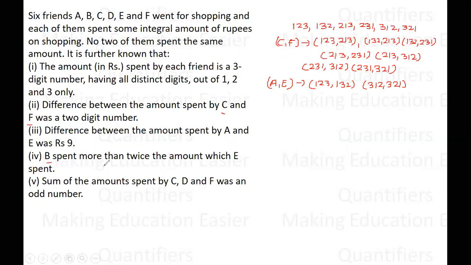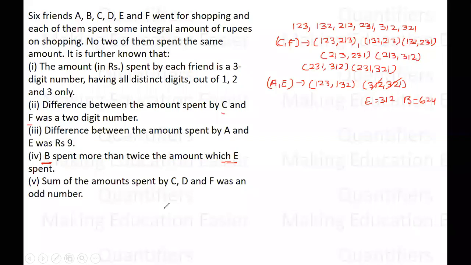Next point says B spent more than twice the amount which E spent. Now we know that E will spend 123, 132, 312 or 321. But since B is spending more than twice the amount which E spent, E cannot spend some of these amounts. Because if E is spending 312, then B has to spend at least 624, which is not possible at all, right? So A and E cannot spend 312 and 321.